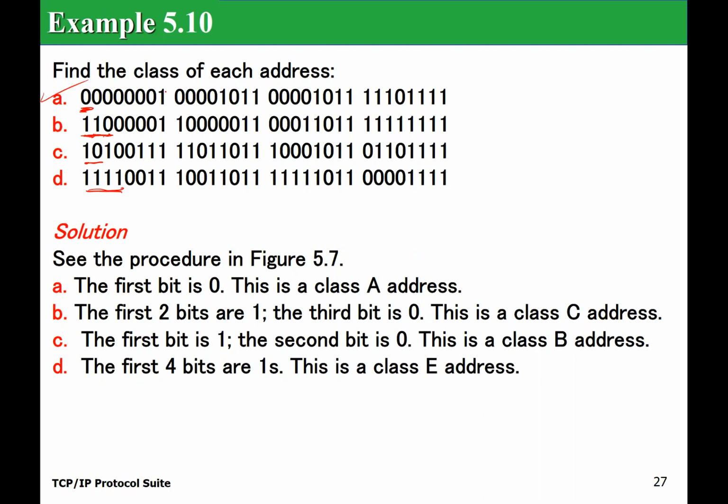Or is there another way? How can you do that the other way? What is this number? It's 1 dot something, correct? What about this one? That's 128 plus 64 plus 1, which is 193. 193 is a class C, right? That's another way. All right.